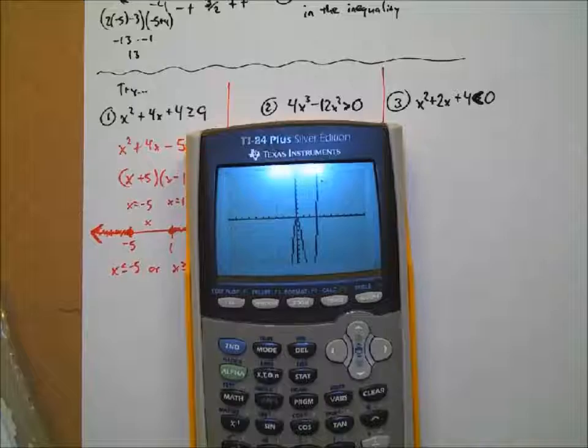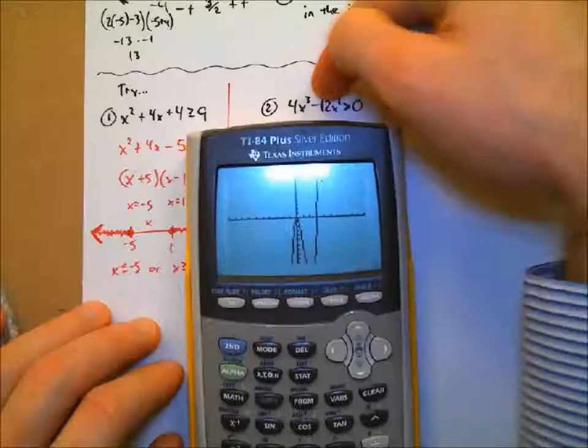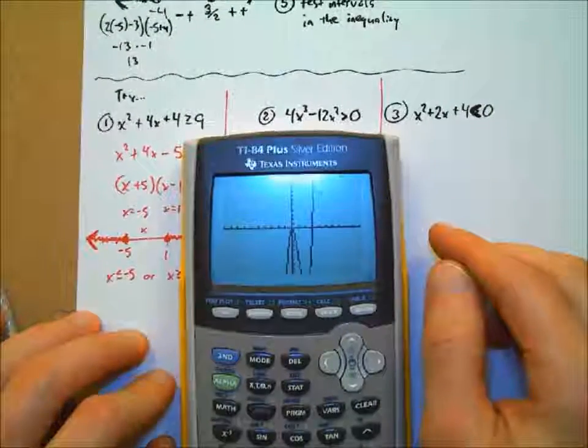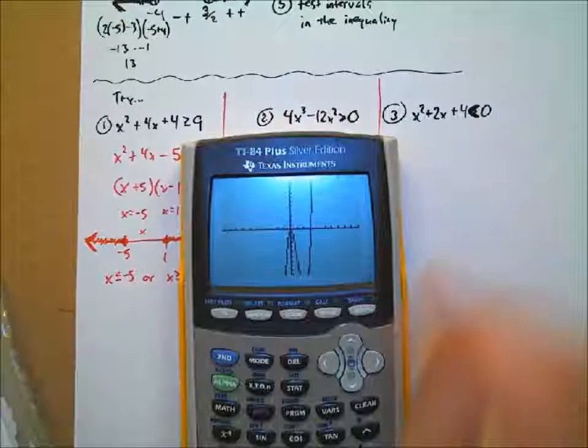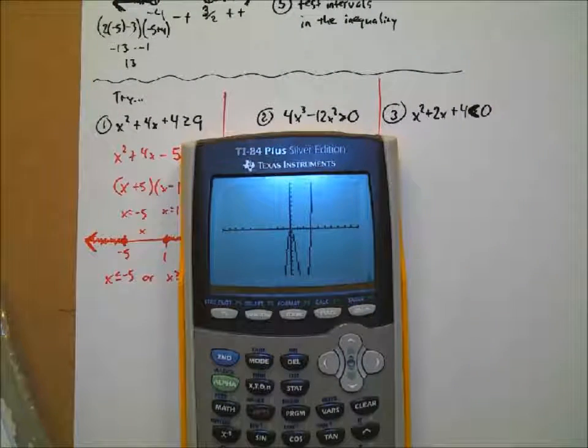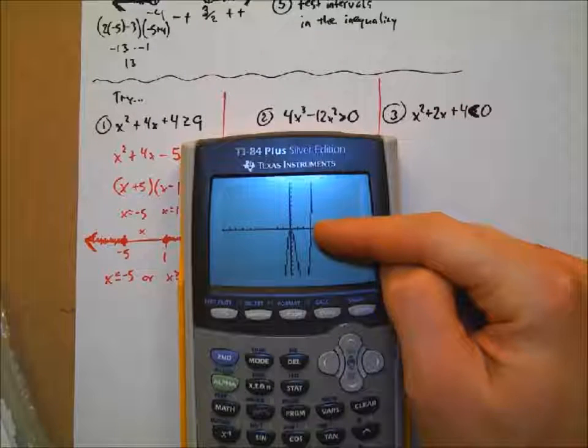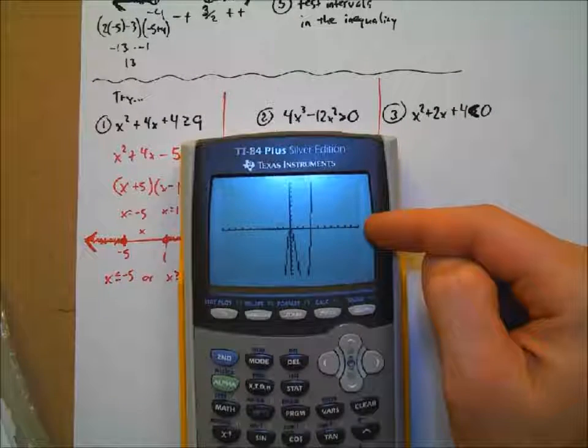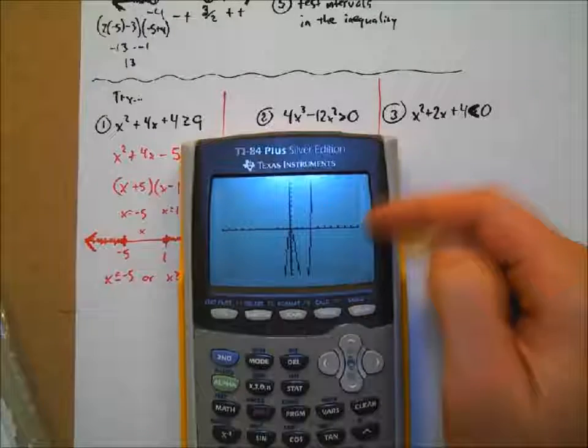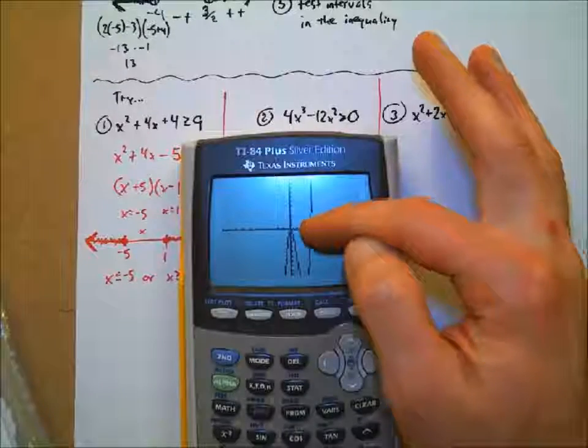Here's the graph of it, right? Here's the graph of this polynomial, 4x cubed minus 12x squared is greater than 0. You can see parts of it are below the x-axis, parts of the graph are above the x-axis. Where does the graph start being above the x-axis? At what x value? 3. At 3. And values for x beyond 3, right? Our graph is greater than 0 at x equals 3 and beyond.